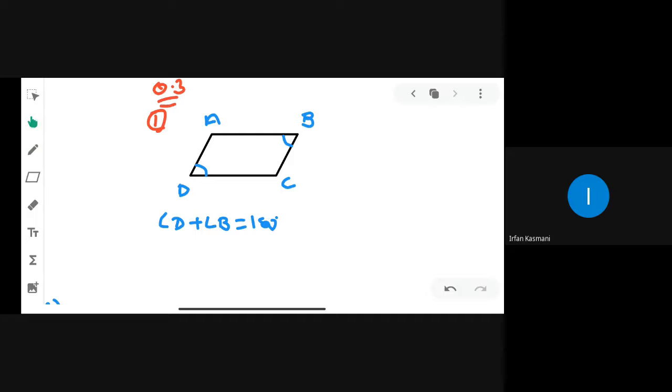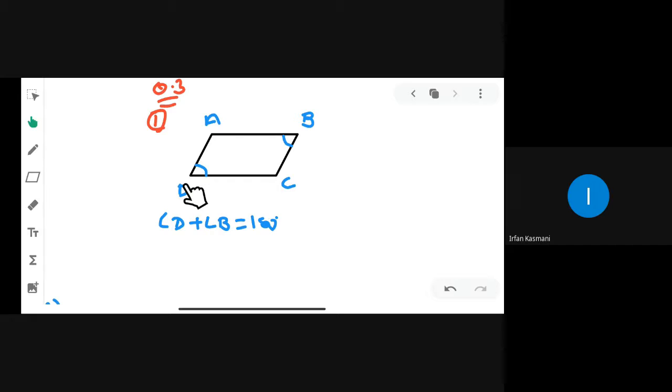Why? Because angle B and angle D are opposite angles, and opposite angles are equal. But it is not necessary that the sum of these two angles is always 180 degrees. It is necessary that angle B and angle D are equal, because in a parallelogram opposite angles are always equal.